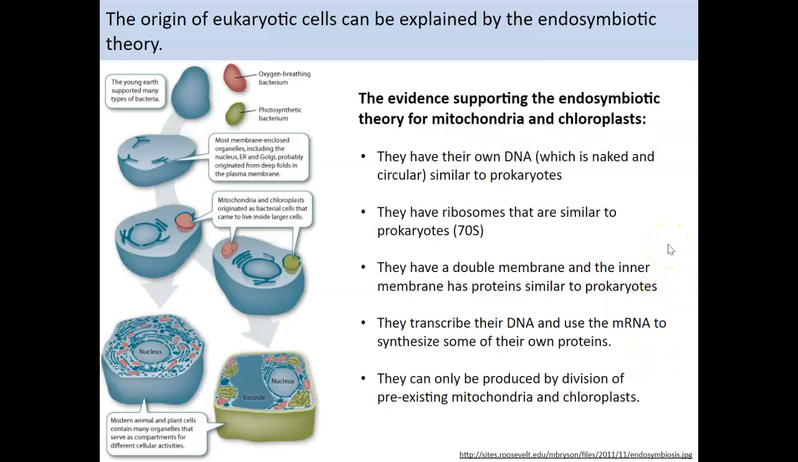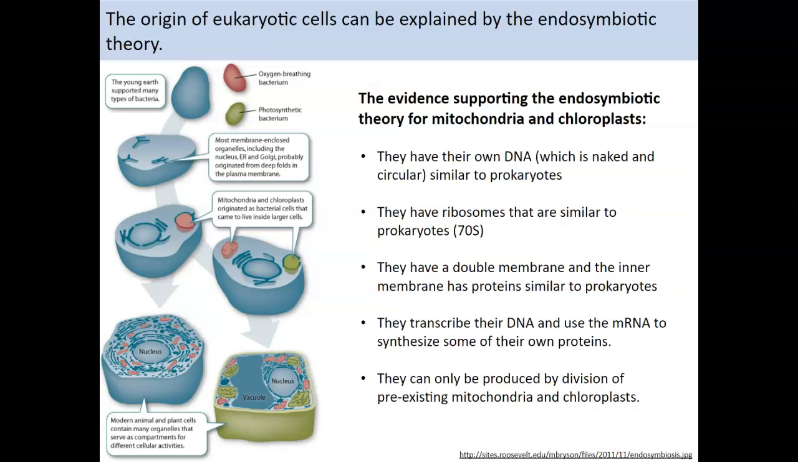There's a lot of evidence that does support the endosymbiotic theory, and these points are listed here. Number one, the mitochondria and chloroplasts that we have today actually do have their own DNA, and this DNA is very different from the DNA inside the nucleus of the eukaryotic cell. In fact, this DNA is much more like prokaryotic DNA. It's circular, like prokaryotic DNA, and it is naked, like prokaryotic DNA.